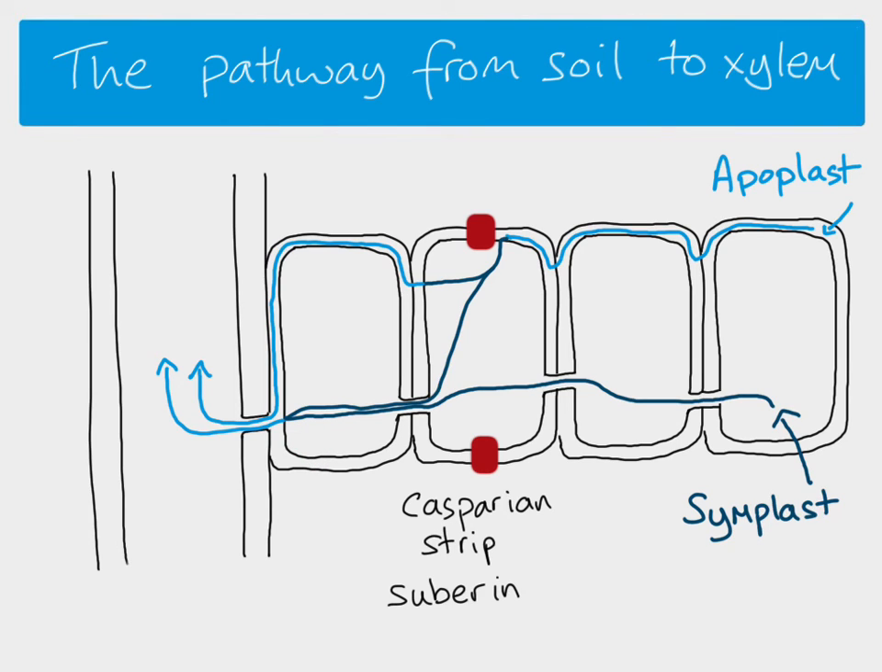So the Casparian strip is adding an element of control because the cell surface membrane is able to control the substances that move in or out of the cell because of the transport proteins that are in it. And that's important because the water that's moving through from the soil also has mineral ions dissolved in it. So by passing through the cell surface membrane, the cell and therefore the plant is controlling the entry of mineral ions.